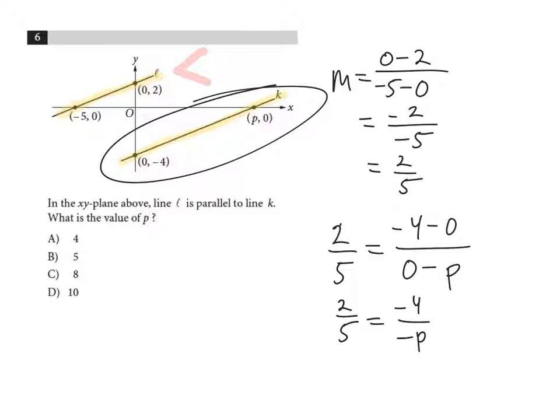The negatives will cancel out, and then we can cross multiply. We're going to end up with 2p equals 20. Divide by 2 on both sides, we'll see that p equals 10.